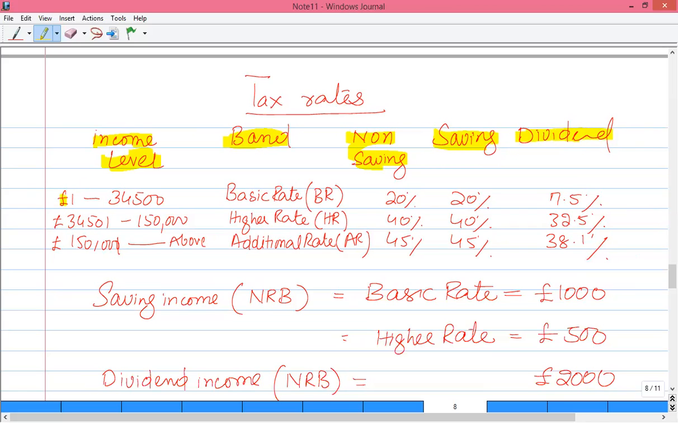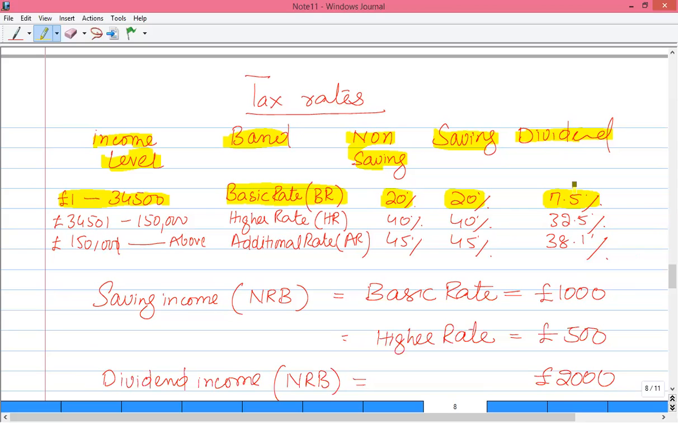So in the UK, if a person's taxable income is up to 34,500 pounds, remember that is taxable income, then the person is classified as a basic rate taxpayer. And if the person is a basic rate taxpayer, their non-saving income is taxable at the rate of 20%, so is the saving income, but the dividend income is taxable at the rate of 7.5%.